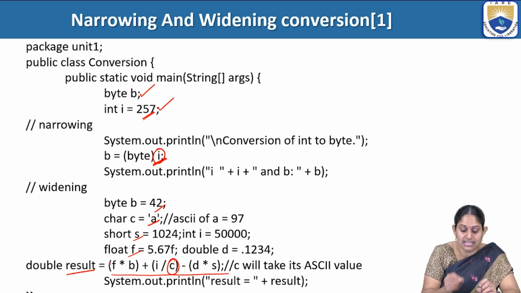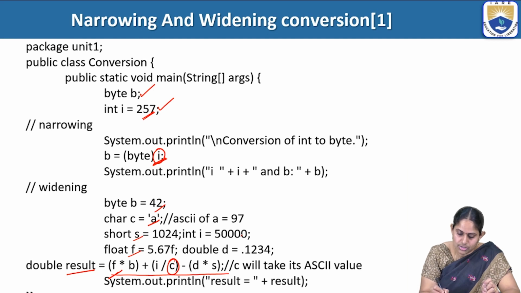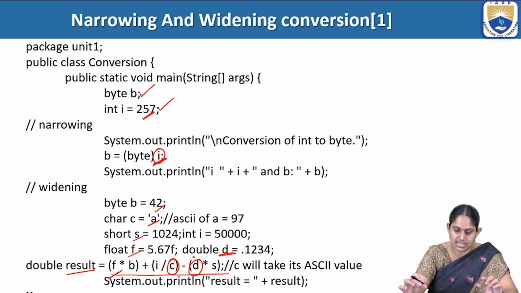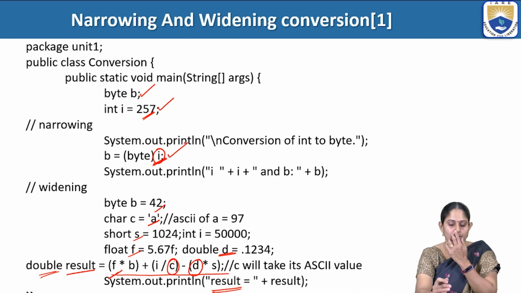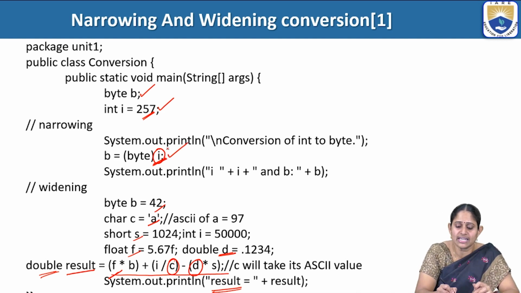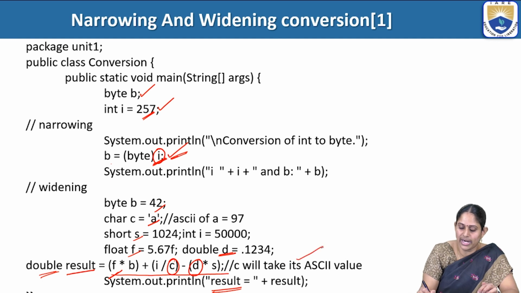The largest data type available here is float. So the final result also will be in float. Sorry, we have double also. So d is the highest data type. Since d is the highest data type, the result will also be in double, and that is being stored. So here we have seen a conversion of a larger data type into a smaller one, which is narrowing, and this is the widening.